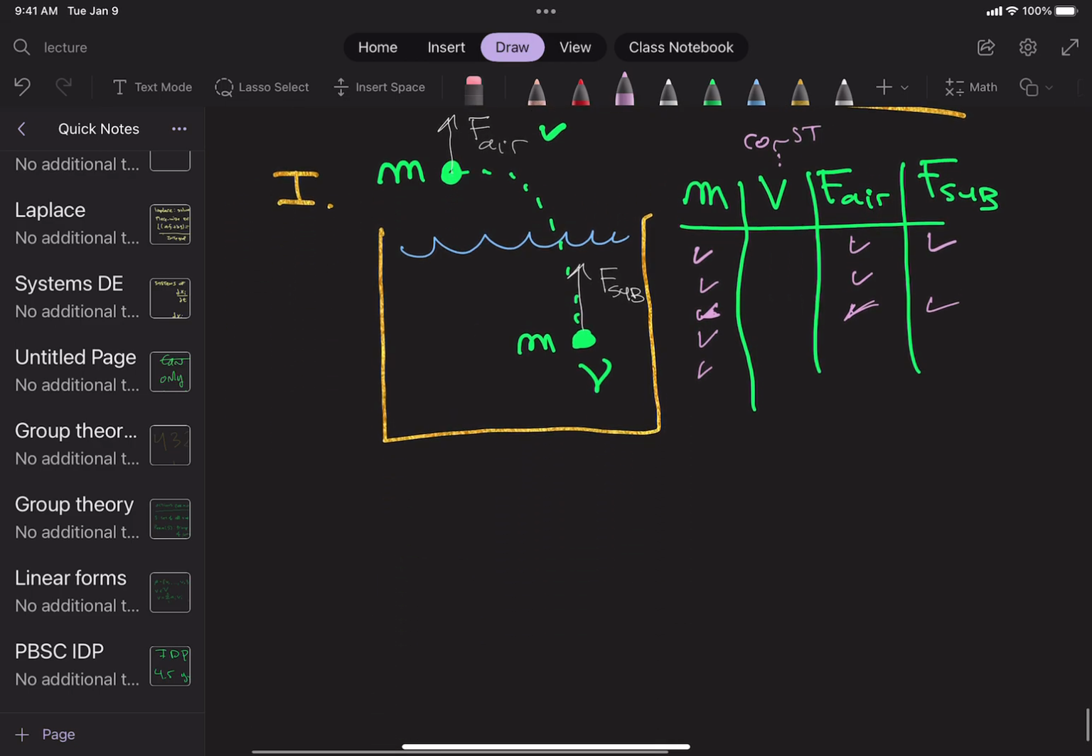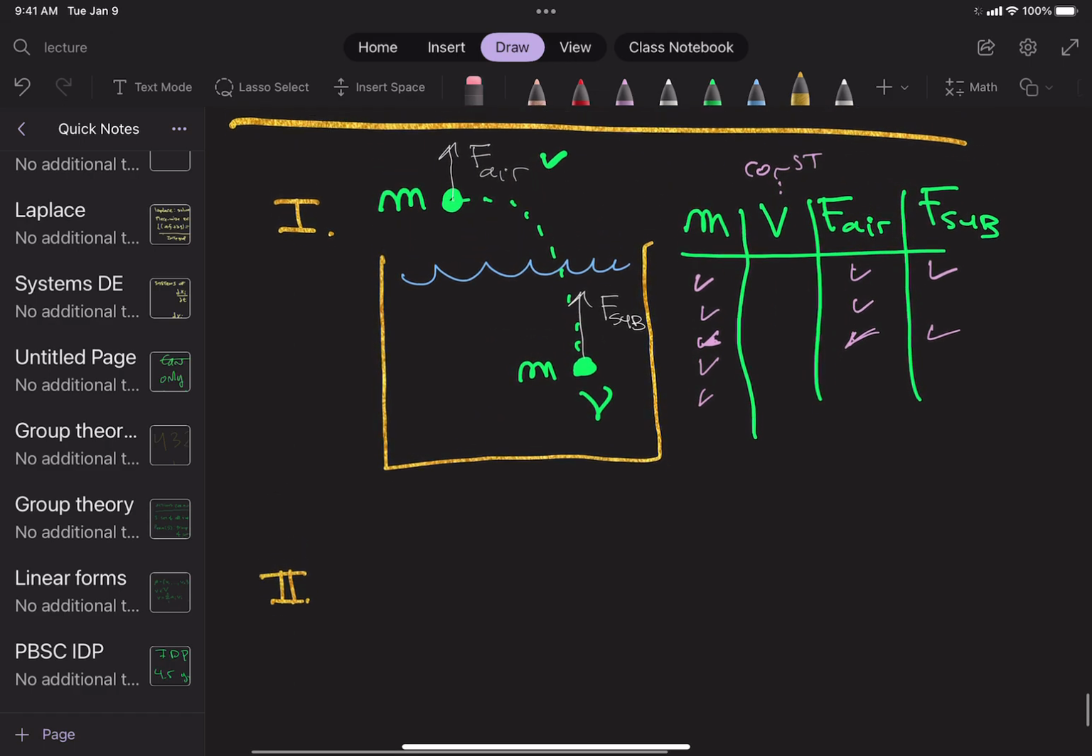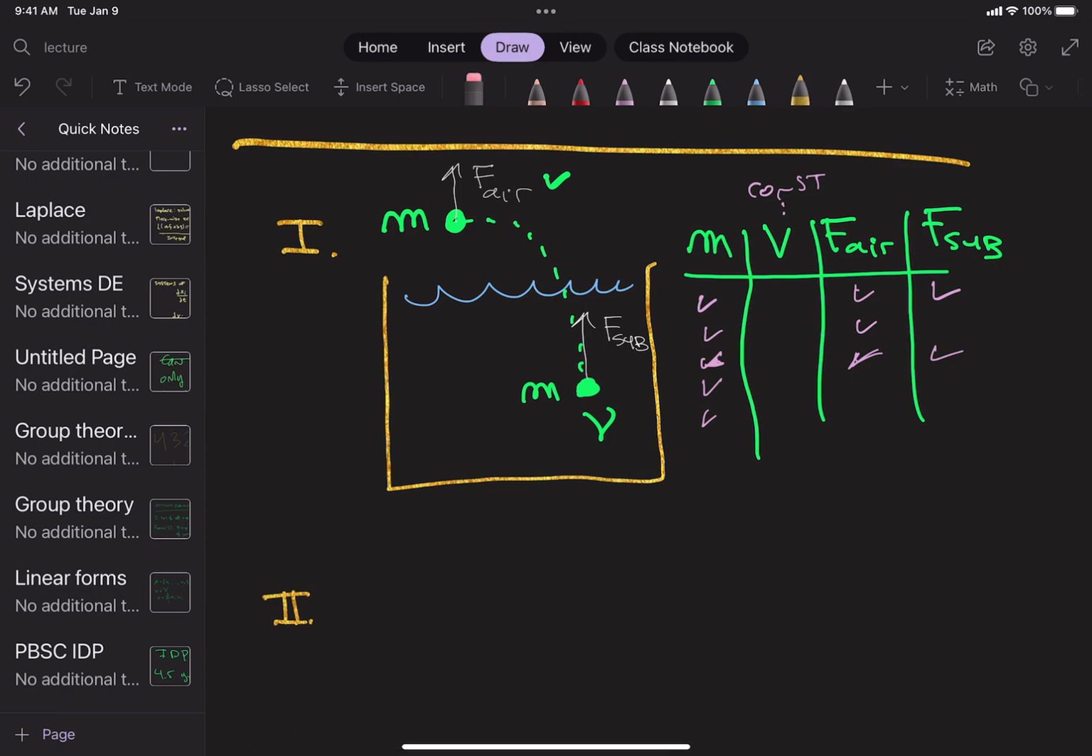Part 2 is similar. The only difference with part 2 is that the mass is going to stay constant, and what you'll do is increase the volume. You're going to make the volume bigger and bigger. So for part 2, the mass is going to be constant, and you're going to vary the volume.